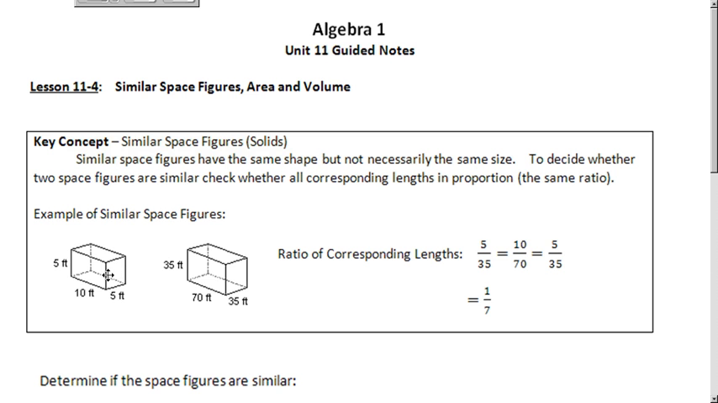As in this example here, 5 corresponds with 35, so they have 5 over 35. 10 corresponds with 70, 10 over 70, and 5 corresponding with 35, 5 over 35. All those ratios would reduce to 1/7, so this would be a similar figure. Not only looking at similar figures, we will also be talking about surface area and volume and how scale factors change. This would be an example of a scale factor here, 1/7, and how it changes regarding surface area and volume.